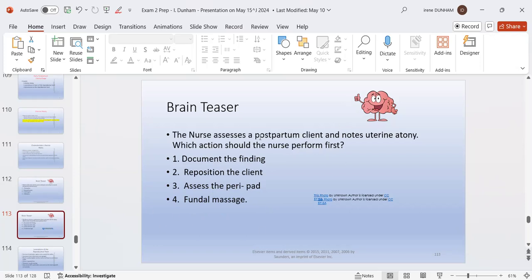What's the question asking you? She notes uterine atony. That means a uterus without tone. If I have a uterus without tone, what should I do first? Fundal massage the fundus. That's right.